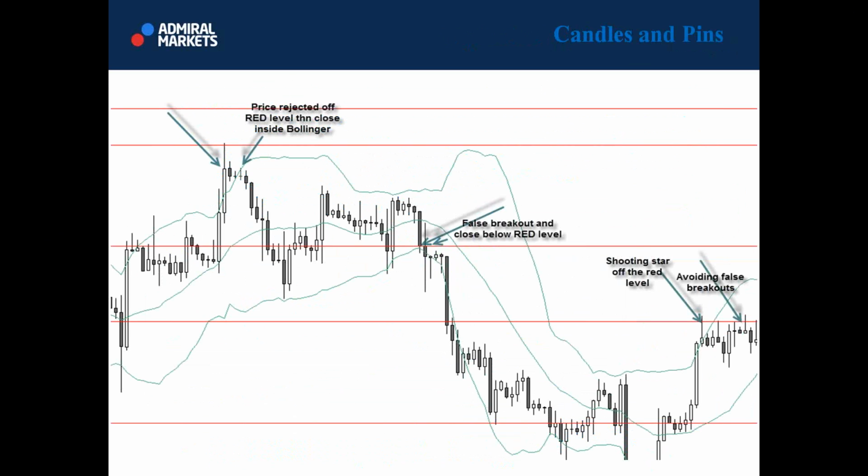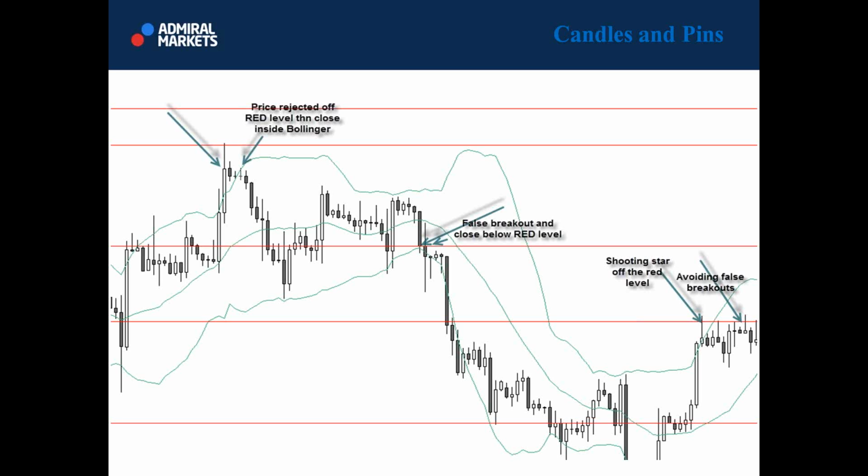We can see that this candle on the first arrow tried to go up the red level, but subsequently it was rejected, and then we saw a close. We saw basically a spinning top candle close inside Bollinger Bands. That is the signal for a further depreciation of that currency pair. So you can see how the price was rejected.